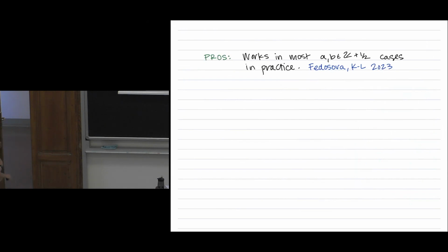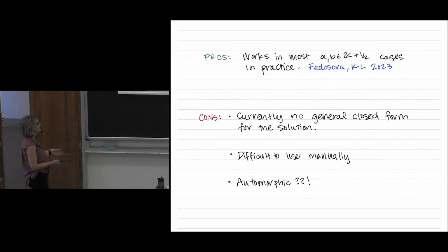Okay, so in summary, for this method so far, in practice it works for most cases of A and B half integer, as long as they're within that range of A minus B being less than R. But unfortunately, there's no closed form for the solution. This is something we're working towards. And right now, the way the solution is written, it's really difficult to use manually. These things are just complicated.